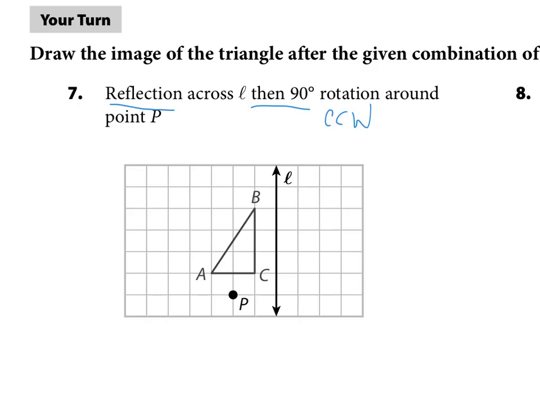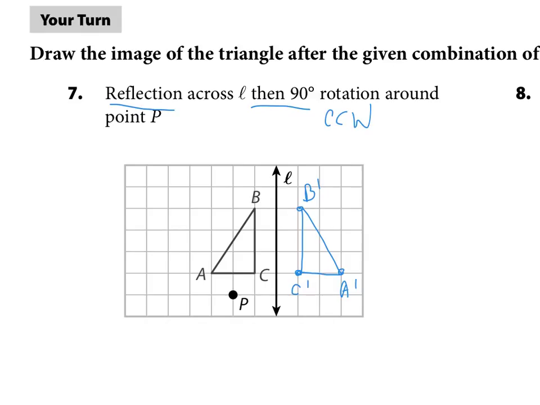C is going to land at C prime over here. A is going to land at A prime over here. And B reflects to B prime there. So if I draw my triangle in, sorry about it being a little off the grid lines with my stylus here, I can't be as exact, but you get the idea, okay? So that's one part done, and then we're going to rotate.